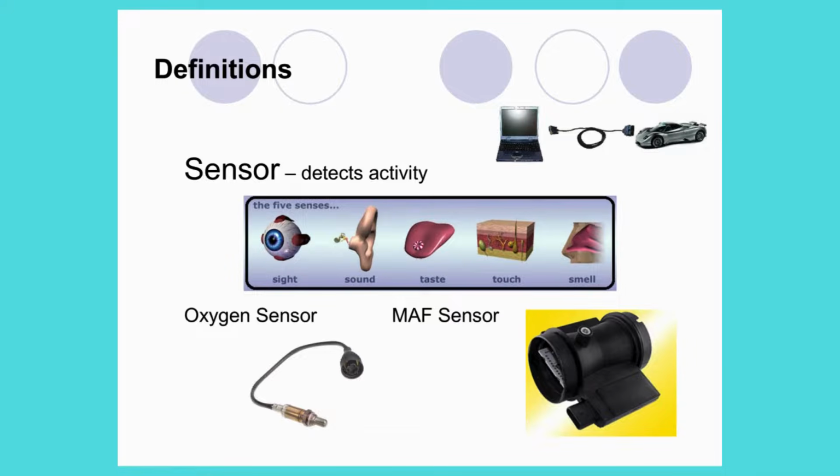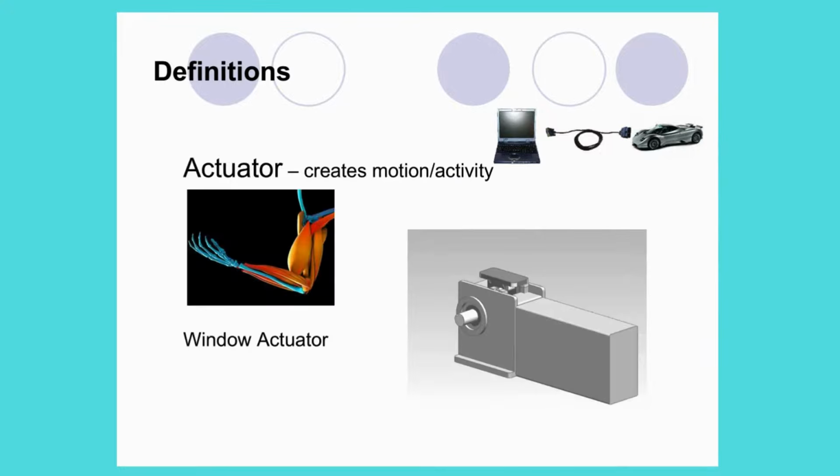Sensors detect activity, similar to our own sensory organs: sight, hearing, taste, feel, and smell. In vehicles, examples are oxygen sensors. Actuators create motion or activity, like our muscles, or a window actuator or fuel pump in a vehicle.